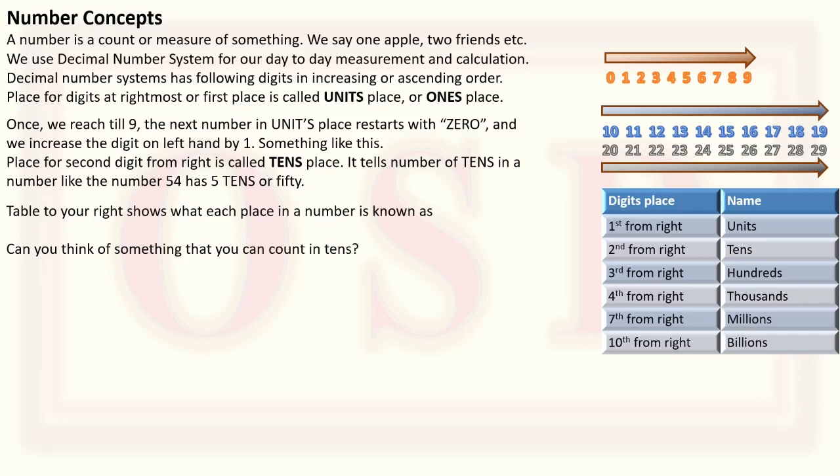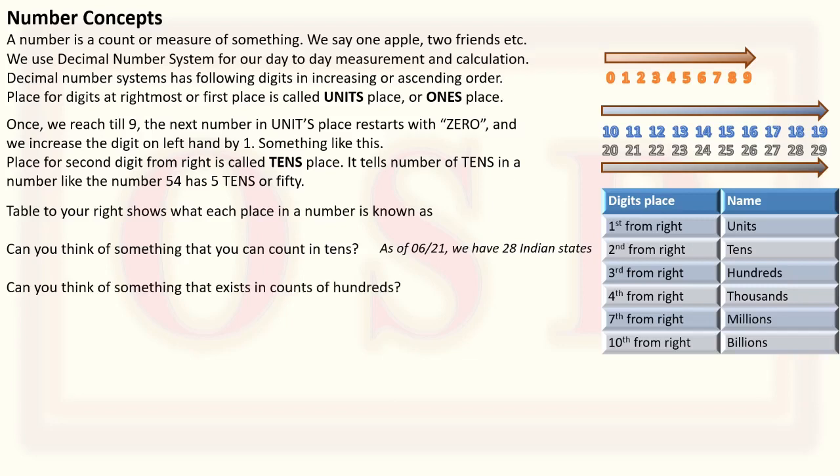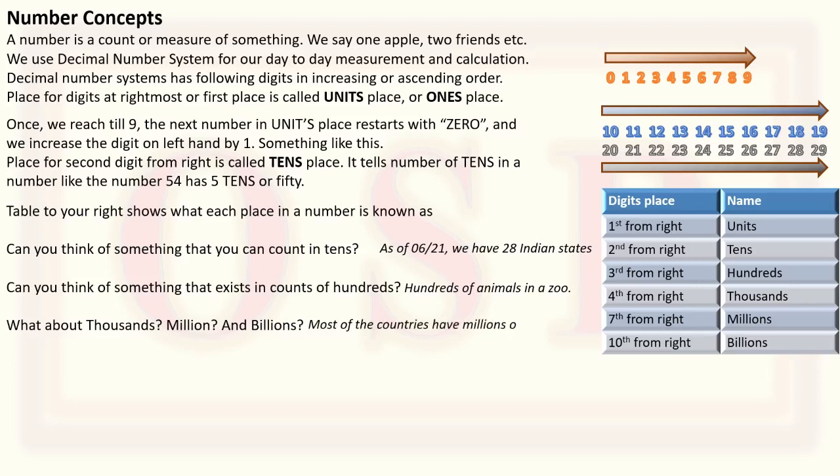Think of it, guys. As of 0621 we have 28 Indian states. Now can you think of something that exists in counts of hundreds? Yes, anything, like hundreds of animals in a zoo. What about thousands, millions and billions? These are big numbers, right? So most of the countries have millions of people. India and China have billions of people.